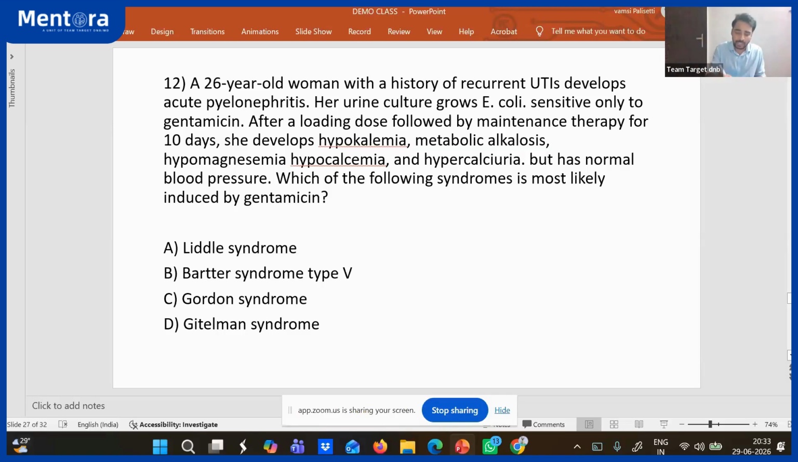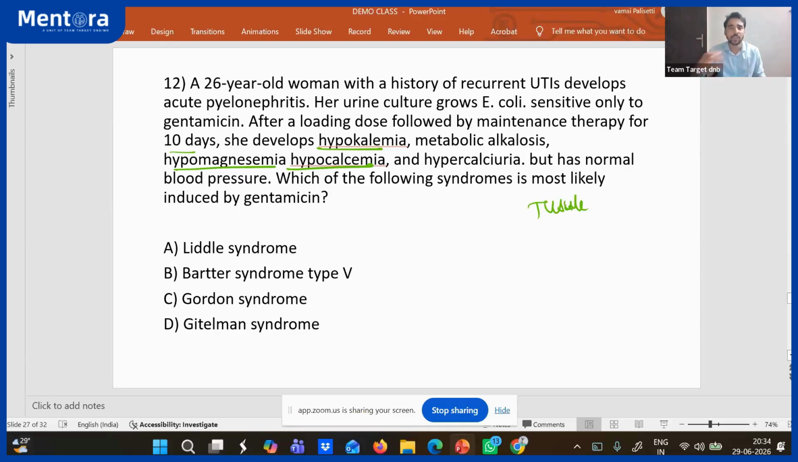A 26-year-old woman with history of recurrent UTIs develops acute pyelonephritis. Her urine culture grows E. coli, which is sensitive to gentamicin. After a loading dose followed by maintenance therapy, she has been given gentamicin for 10 days. Now patient developed hypokalemia, hypocalcemia, hypomagnesemia. What does it indicate? That means the problem is in the tubule, the renal tubule.